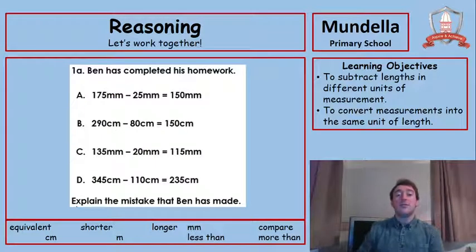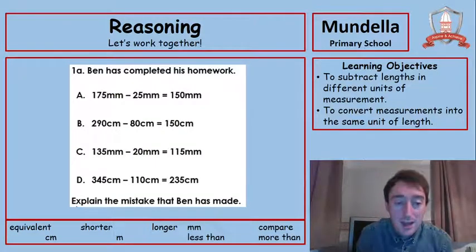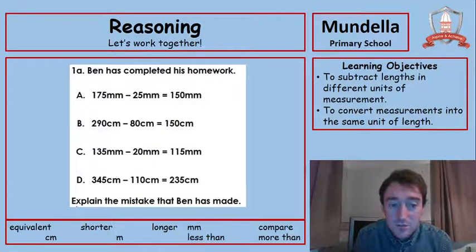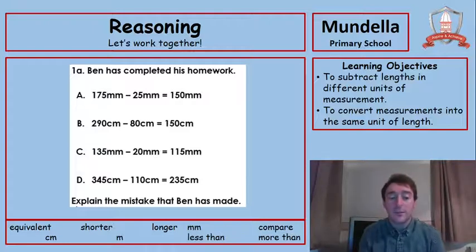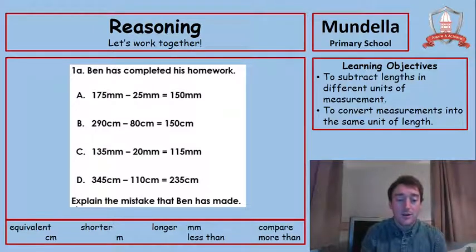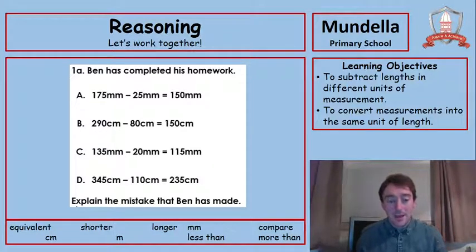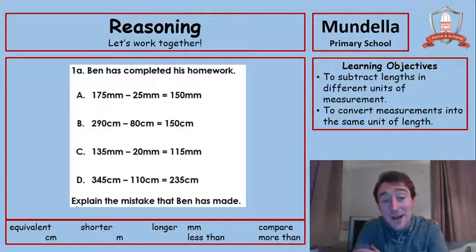Okay, let's work together on this one. It says, Ben has completed his homework. There are 4 different questions he's done there. But it says, explain the mistake that Ben has made. So he must have made a mistake. How are we going to find out what mistake he's made? How are we going to do it? Well, we're going to have to do his homework, aren't we? And then we'll see if he's made a bad mistake.